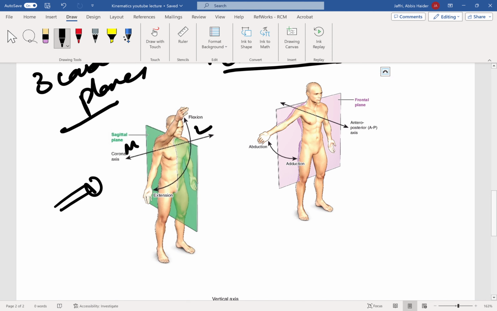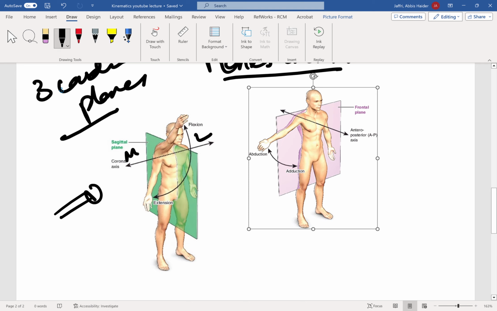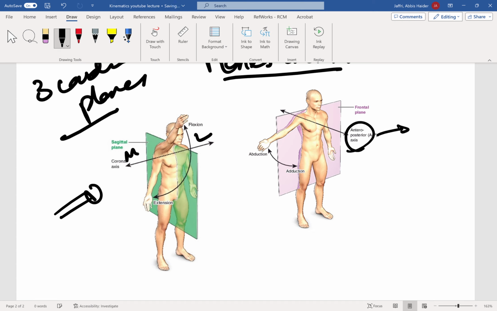And then for the frontal plane motions, they are the motions that are happening side to side. All your abduction, adduction, these motions are happening side to side. And the axis for the frontal plane is your AP axis or anteroposterior axis. This axis is also referred to sometimes as sagittal axis.